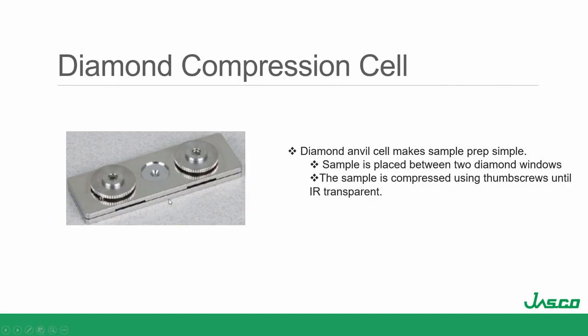This housing comes apart. So these are thumb screws. When you unscrew them, you can take the top off and it has a diamond on one side and a diamond on the other. You can put the sample onto that diamond window and then you crank the thumb screws fairly tight, so that you know the sample is compressed, so it's IR transparent.